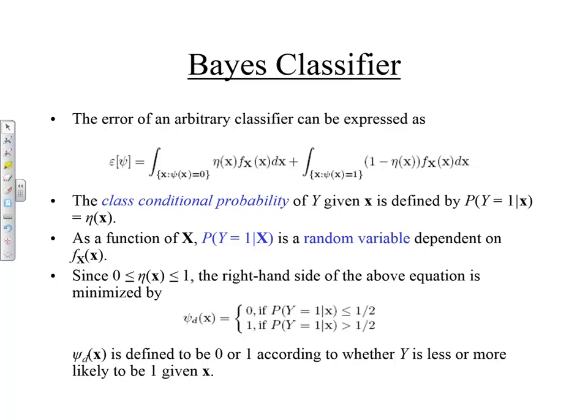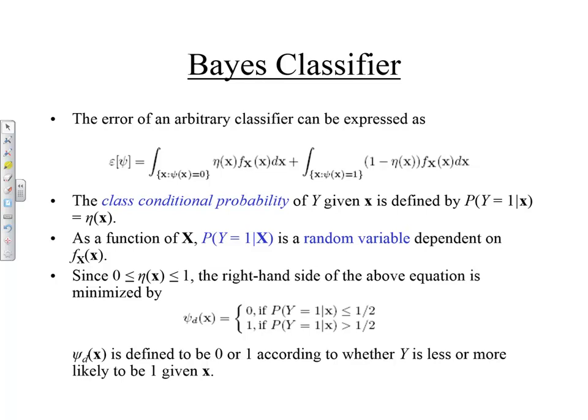Whenever this guy is smaller, okay, I want the corresponding x to come into this integral, right? Whenever eta x is less than half, right? Whenever 1 minus eta x is less than half, which means eta x is greater than half, I want the corresponding x to get into this integral, okay? So because of that, I will get this as my classifier.